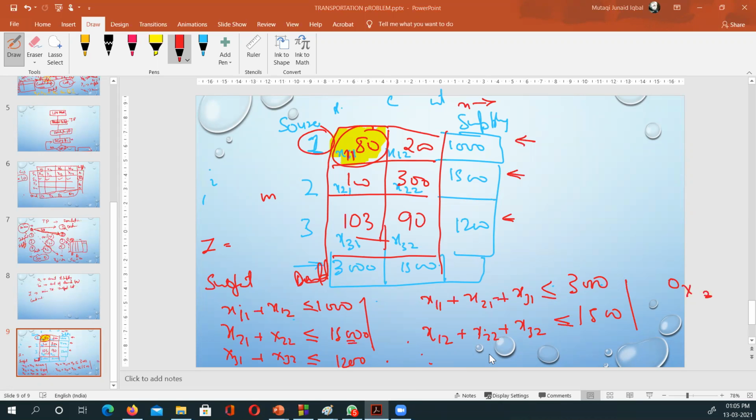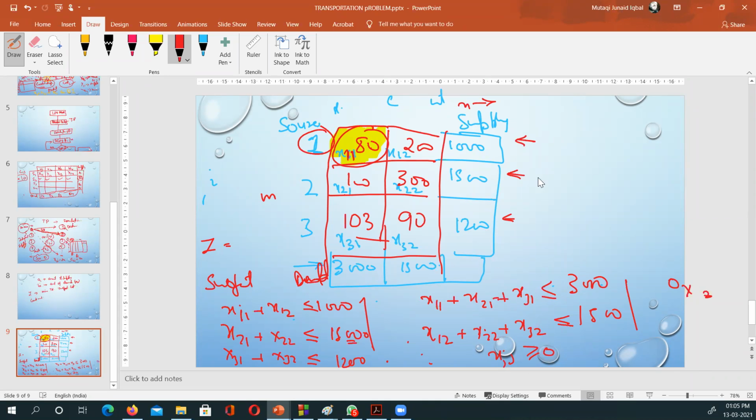And in the last I say that x of ij should be greater than or equal to 0 for all of these. So x of 11, x of 12, x of 13, I'm writing x of ij should be greater than or equal to 0. Okay.